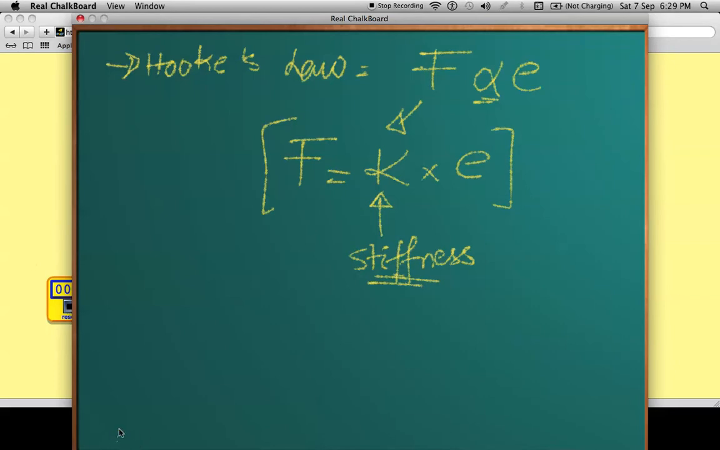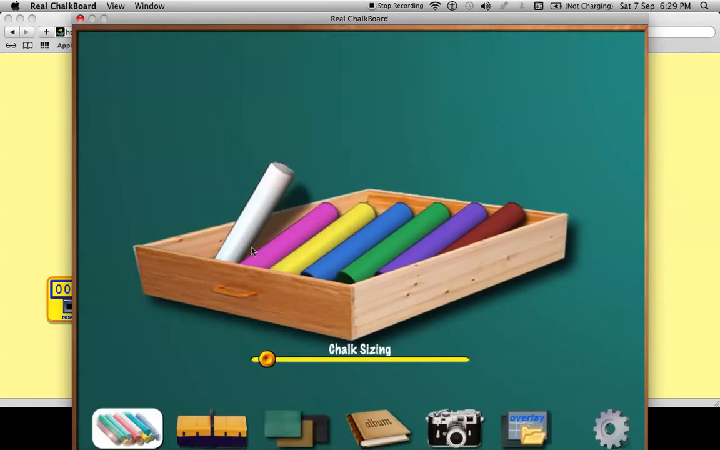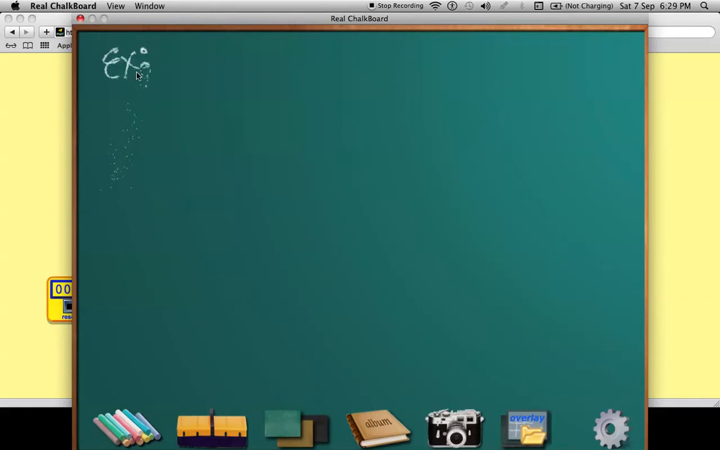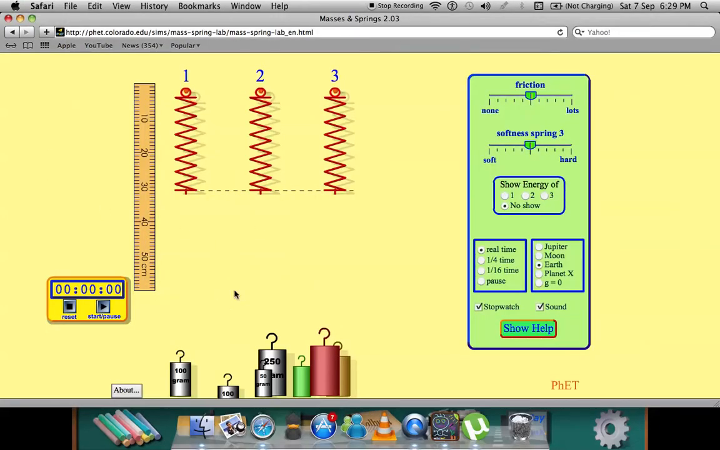So let's see an example here. We have three unloaded springs here. This is the friction in the spring. There can be friction inside a spring, and if there is a lot of friction, the spring will not extend a lot. These are the masses that we will be attaching, and the colored ones are the unknown masses, and we will find them out. But first of all, we have to find out the K of the spring, the stiffness of each of these springs.